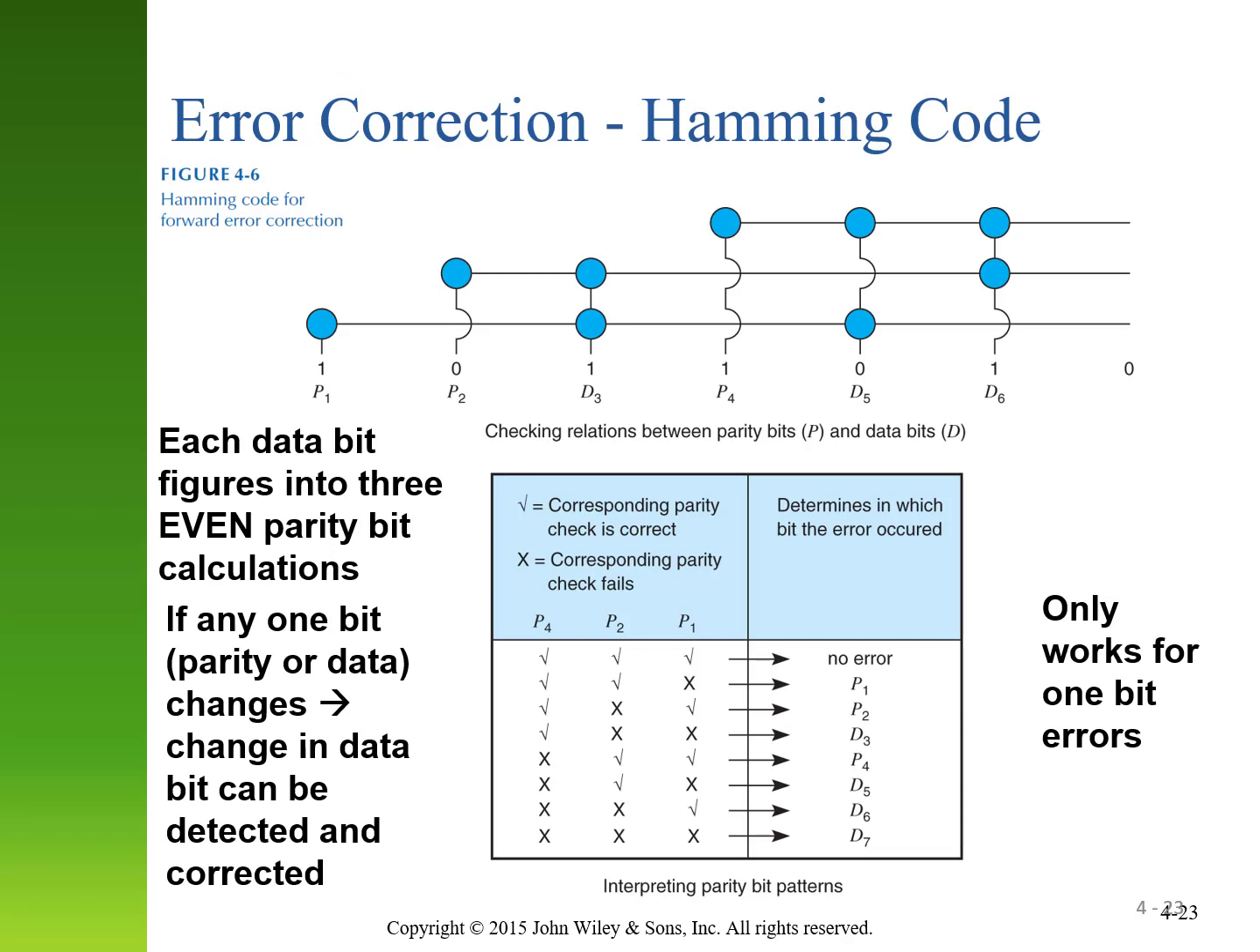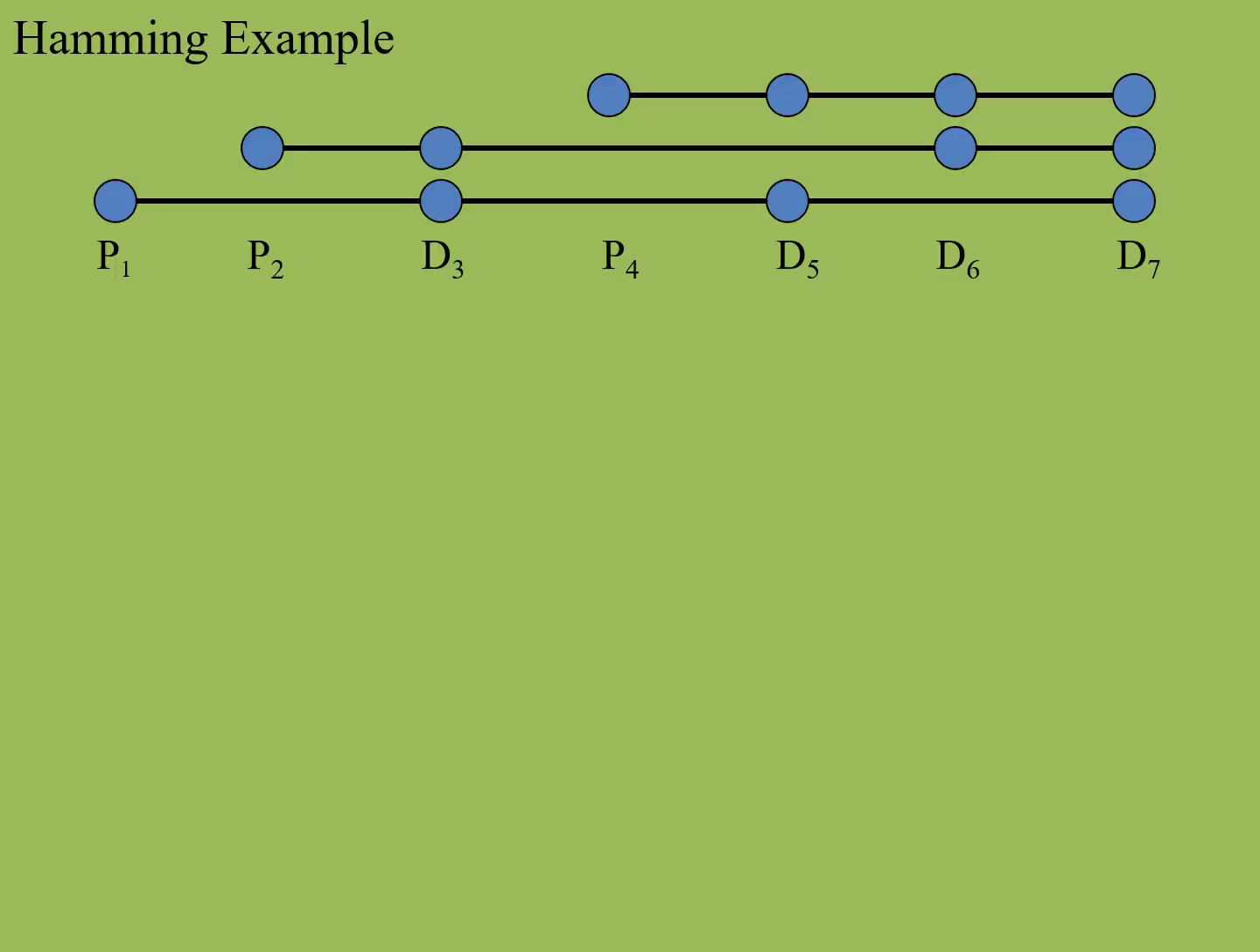One technique for forward error correction is called a Hamming code. This is where we apply parity bits to data bits in a particular sequence. By combining particular parity bits with particular data bits, we can determine not only that an error occurred, but where the error occurred and how to fix that error. So let's look at two different visualizations of a 7-bit Hamming code.